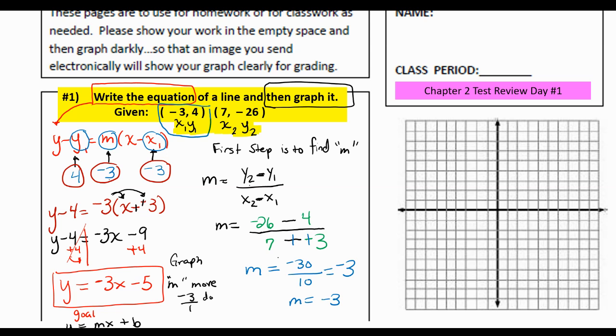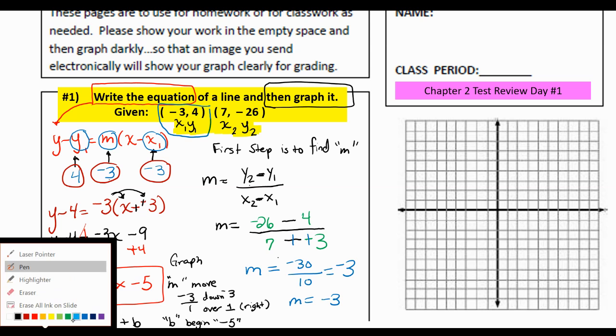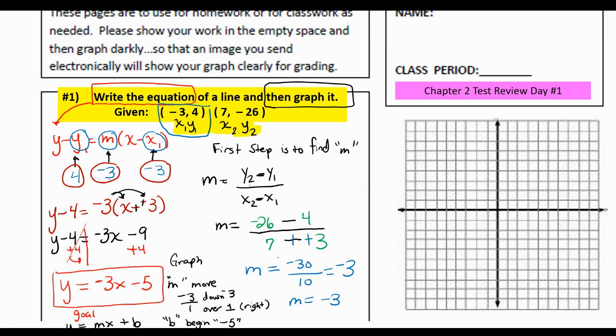So that means you're going to go down 3 over 1, because it's negative 3, right? And always go over on the move to the right. And then your b is where you begin. And so the b is at negative 5. So we're going to begin at negative 5. And then we're going to go down 3 over 1, down 3 over 1.